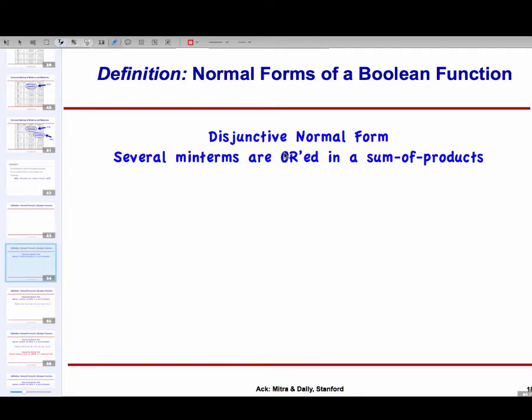If my memory serves me right, I think our textbook actually has it the opposite way, and they are wrong. What I'm using in the lecture is the correct definition of disjunctive normal form and conjunctive normal form.